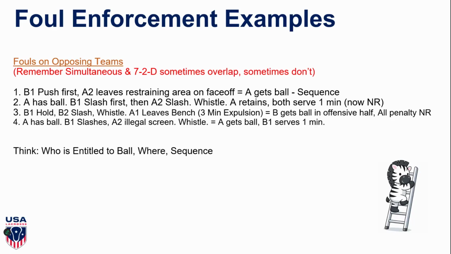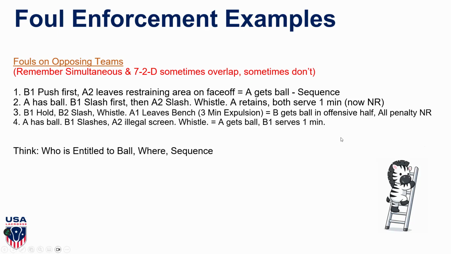This was a simultaneous foul situation. B1 slash, live ball. A2's illegal screen, live ball. They are simultaneous fouls, but they're not both time serving. So the lesson here is you can have simultaneous live ball fouls, right? They're not both always time serving, but they are still simultaneous fouls. You never apply 7-2D because that is only applied when there's time serving fouls on both teams, which in this case there isn't. There's only a time serving foul on B. So this was simultaneous fouls, one team served a penalty, and 7-2D was not applicable.